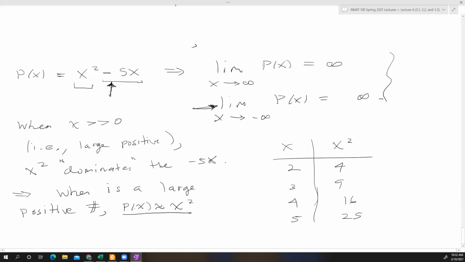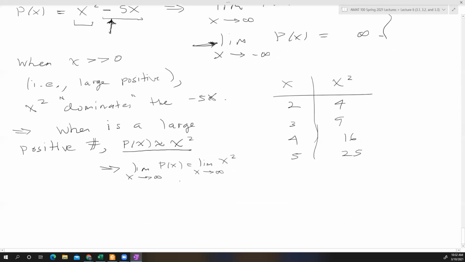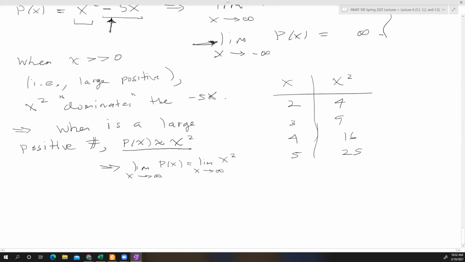So what this implies is that the limit as x goes to infinity of P of x equals the limit as x goes to infinity of x squared. So when x is a large positive number, the polynomial P of x looks almost like x squared. So they're going to have the same limit as x goes to infinity. But we already know that limit. It's infinity. So that's why P of x goes to infinity.